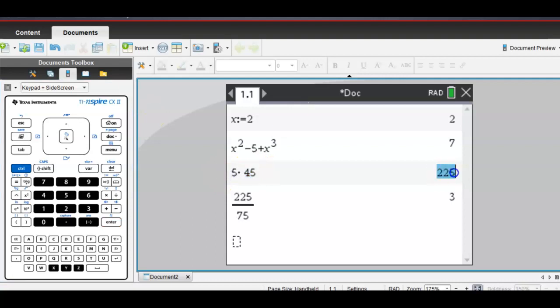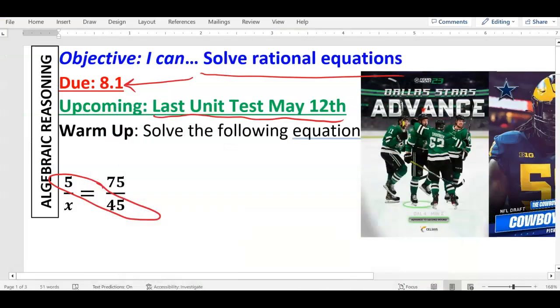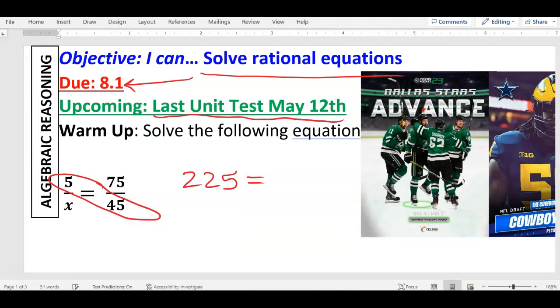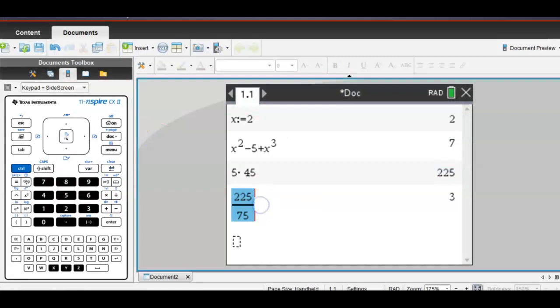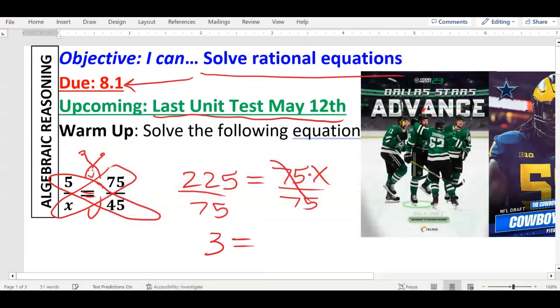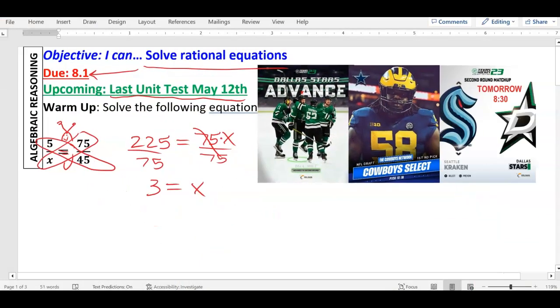Calculator tells me that it is 225. And that equals, don't forget the equal sign, and then you cross multiply over here. What's x times 75? 75x. Now that's the cross multiplying. We call it butterfly method because you can make it kind of look like a beautiful butterfly. But the next step is to divide, because to get rid of the 75 that's being multiplied in front of x, the opposite is to divide by 75 on both sides. What is 225 divided by 75? 3. So 3 equals x.